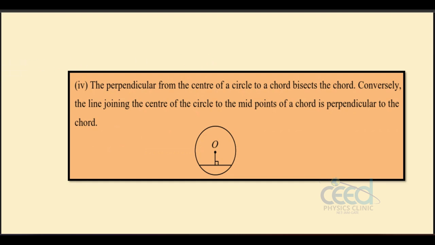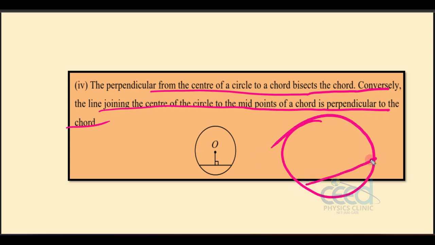Now another point is the perpendicular from the center of the circle to a chord bisects the chord. Conversely, the line joining the center to the midpoint of the chord is perpendicular to the chord. That means, see one chord, right? From the center to any chord, you draw a perpendicular. If this chord length is A, then this is A by 2, this also A by 2. The perpendicular from the center to a chord bisects the chord, which means it divides the chord into equal lengths, right? That is another point.